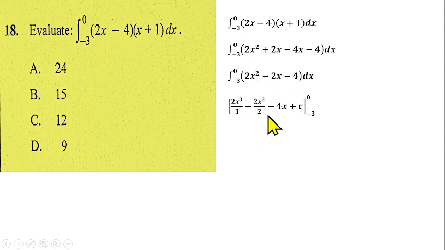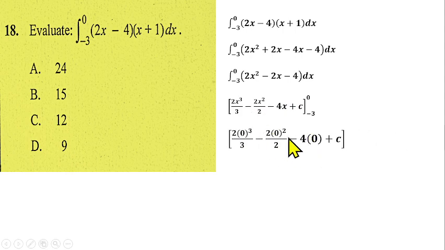Add 1 to the power and the power comes down. If you integrate a constant, that will give us minus 4x. Then from there you can now put the limit. So wherever you see x, you put 0, then minus, wherever you see x, you put minus 3. So you'll be having this.